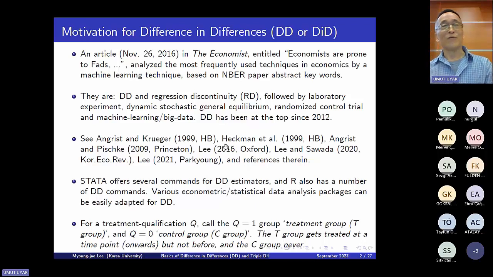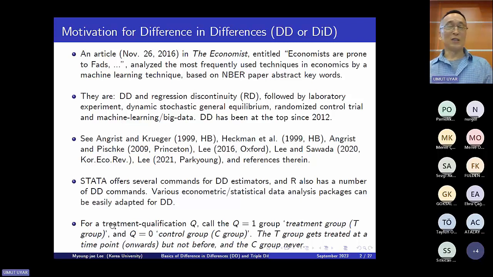And here are some references you can refer to. However, somewhat surprisingly, there are not many recent references on DD. If you want to implement DD, you can use any of the widely available econometric or statistical software, such as Stata or R. So availability of software is not an issue for DD analysis.